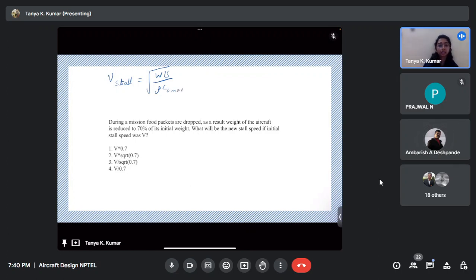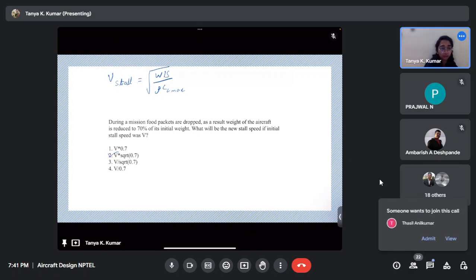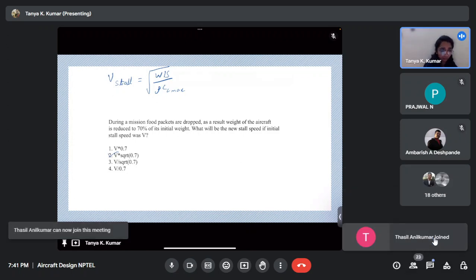This question is very similar to the previous question. Just read it carefully and tell me the answer. V times square root of the ratio. Correct. So it's very similar. In the previous case, the lift became 5 times the weight. Here, the weight is reduced to 70%, so it becomes 0.7. So it is 0.7 into V. That's all.